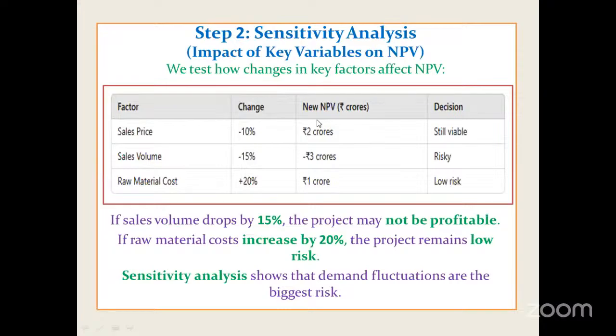Now see the sensitivity analysis in step 2: the impact of key variables on net present value. We test how changes in key factors affect net present value. The factors are sales price, sales volume, and raw material cost, and how much they increase or decrease. The change is negative for sales price and sales volume, and only raw material costs will increase. When we calculate the net present value in crores, 2 CR comes in the first case.